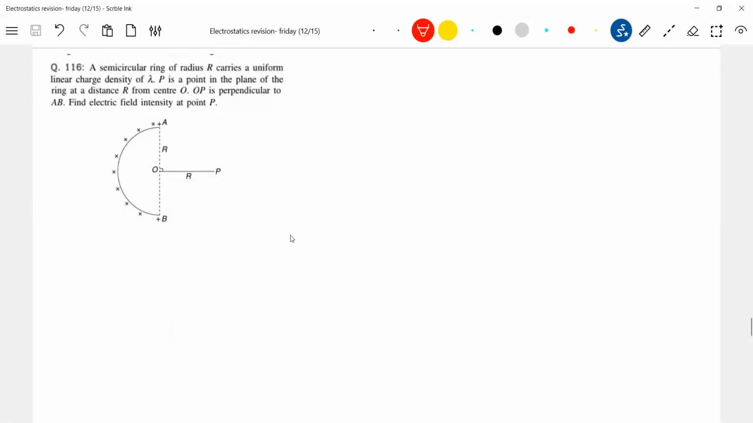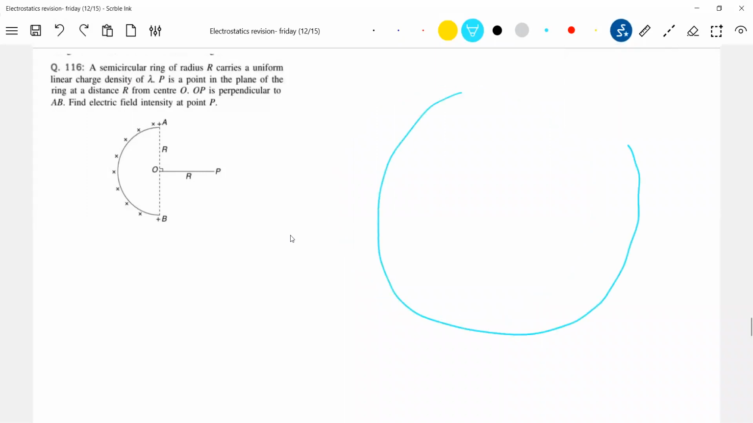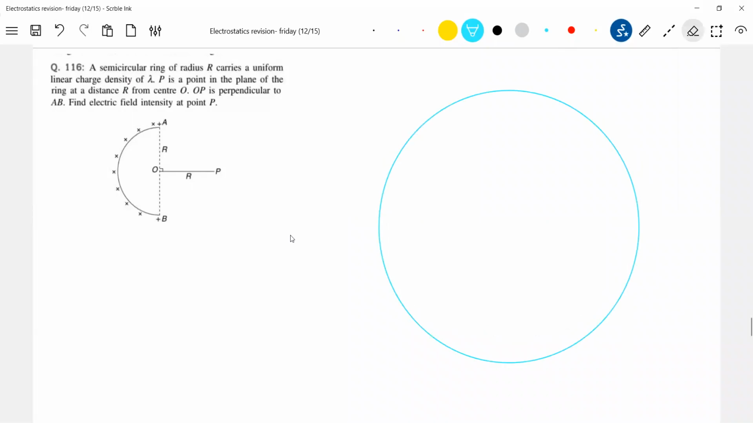Look at this question now. It's telling semicircular ring where the point P is not at the center, somewhere. OP is perpendicular to AB, find electric field. Again, OP is equal to R only. P is a point in the plane of the ring at a distance R from center. Let me draw a circle. Though it's mass based, there's a possibility of asking. I just picked up 2 problems of this kind, so we'll try to work on them.